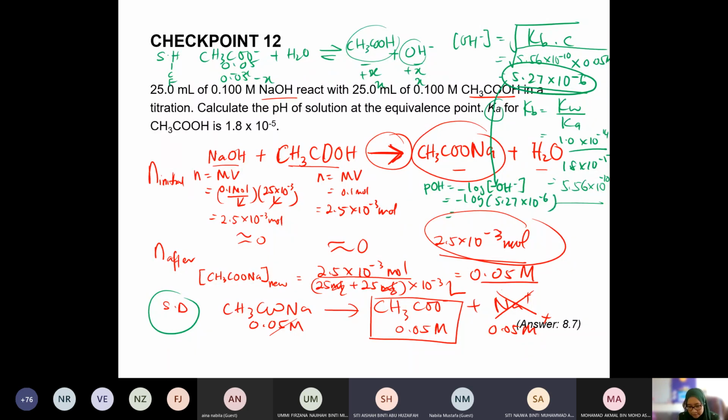Okay, alright, so negative log, calculator answer. So you'll get 5.27. pOH is 5.27. So what we want is the pH. So 14 minus 5.27, it will be equal to 8.72. Tada! Siap.